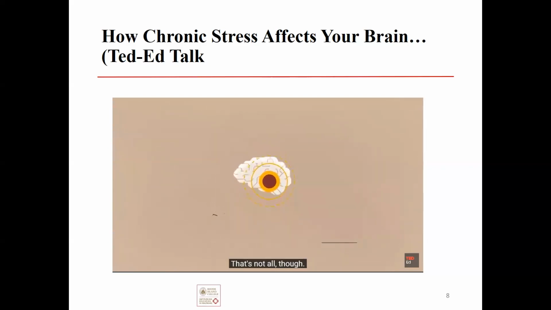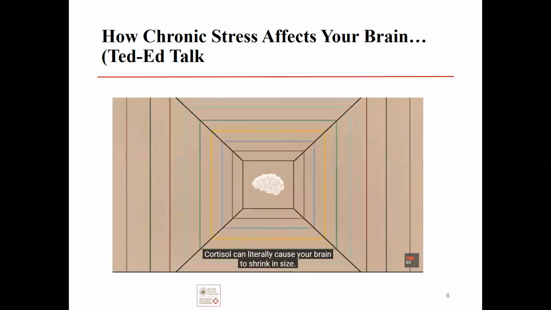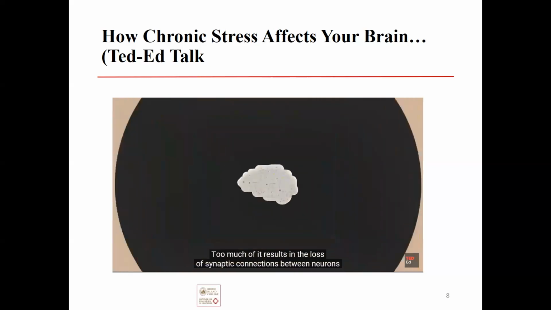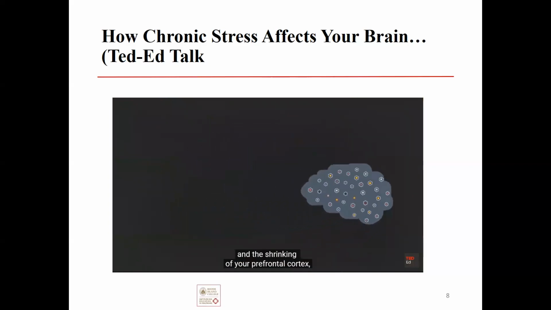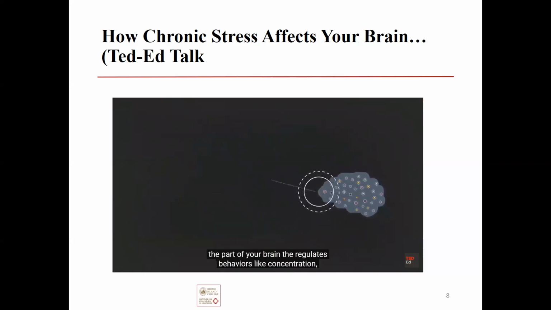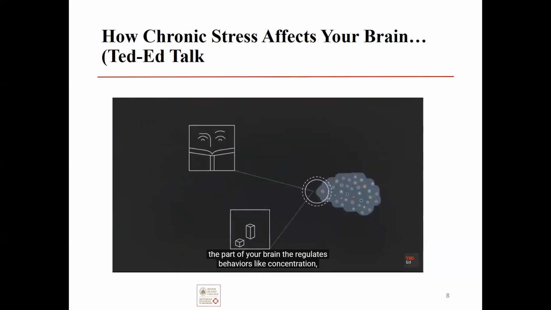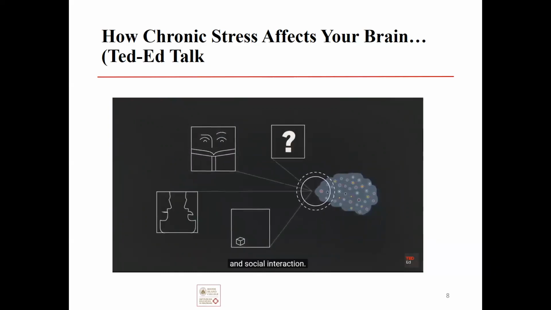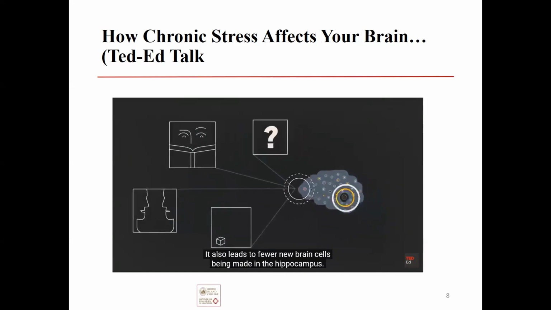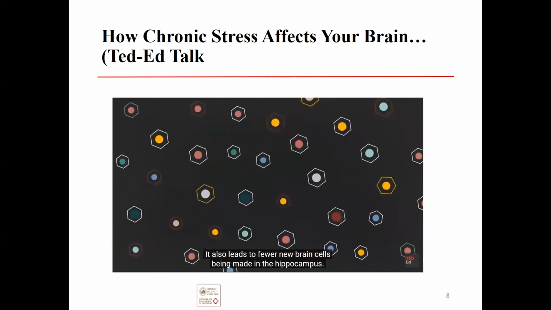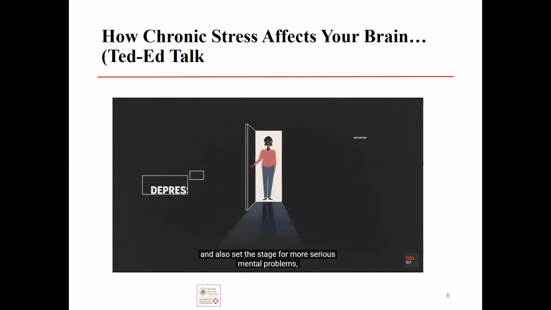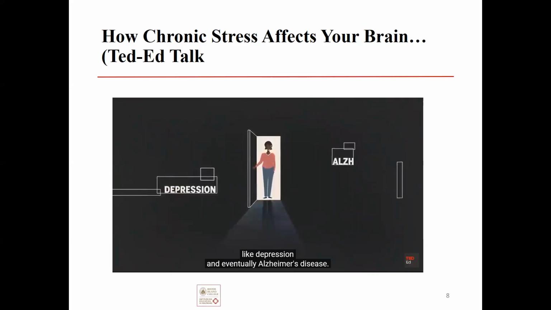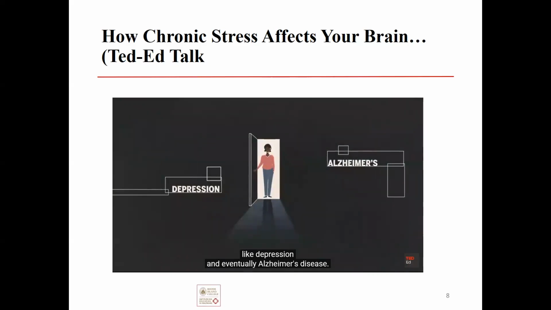That's not all though. Cortisol can literally cause your brain to shrink in size. Too much of it results in the loss of synaptic connections between neurons and the shrinking of your prefrontal cortex, the part of your brain that regulates behaviors like concentration, decision-making, judgment, and social interaction. It also leads to fewer new brain cells being made in the hippocampus. This means chronic stress might make it harder for you to learn and remember things, and also set the stage for more serious mental problems like depression and eventually Alzheimer's disease.